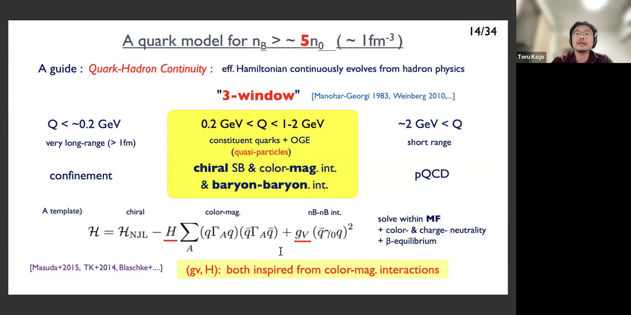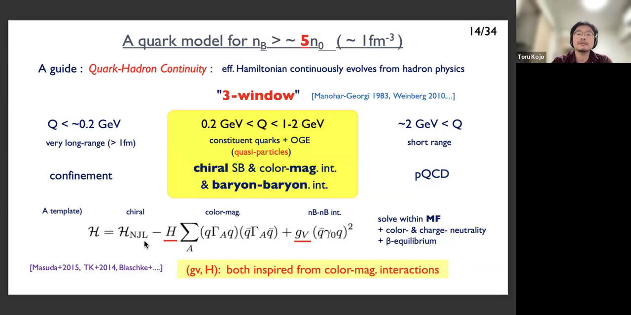But actually, we further impose some physical insight based on common sense from hadron physics. Because we are looking at quark matter around 5 times saturation density, and this density is roughly about the density inside a single baryon, we should consider a quark model based on hadron phenomenology. That motivates us to use a quark model which is based on hadron physics. And therefore, our construction of the Hamiltonian is like this.